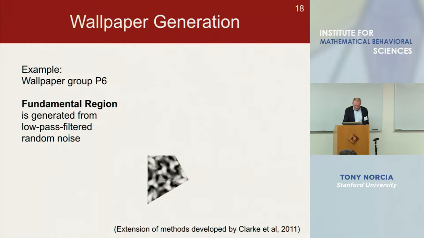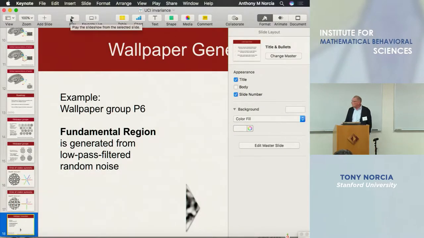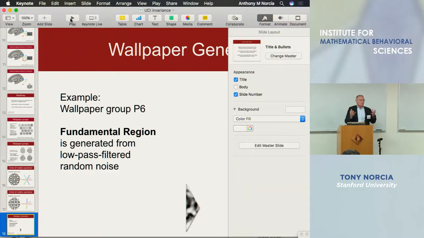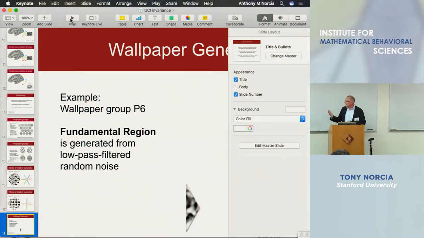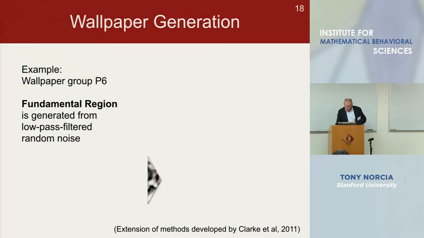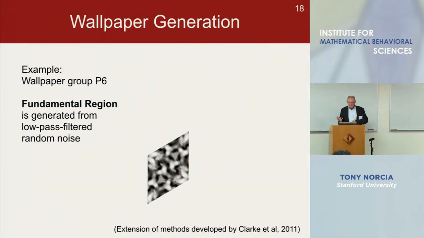Let me start that over again: I'd like to show you how we make our experimental stimuli. This is based on some stimuli that Alistair Clark had developed. What you do is you start with this fundamental region and fill it with random noise, and we filter the random noise. Then we can build any one of the wallpapers we want, starting from the proper fundamental region, the proper set of rules for each group, and the lattice. So here's a fundamental region filling out the basic tile of a P6 group. Doesn't look like much.